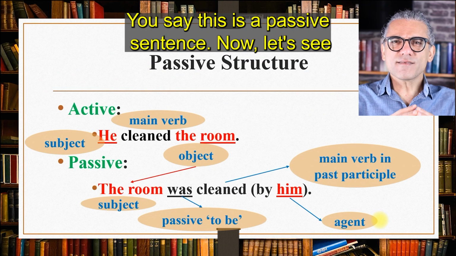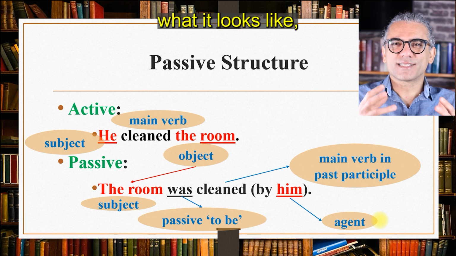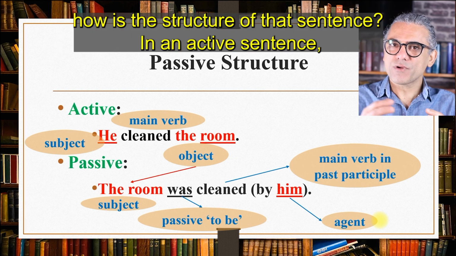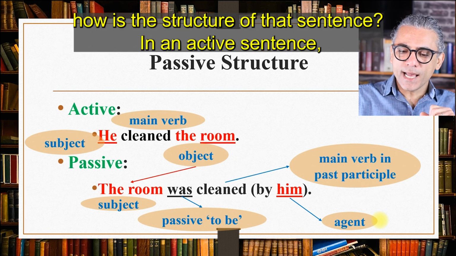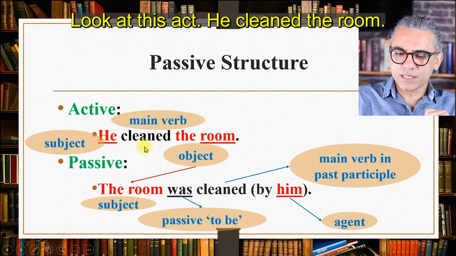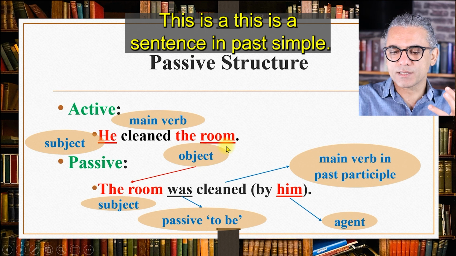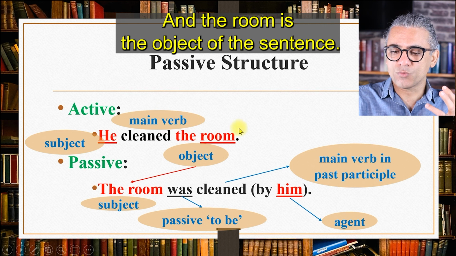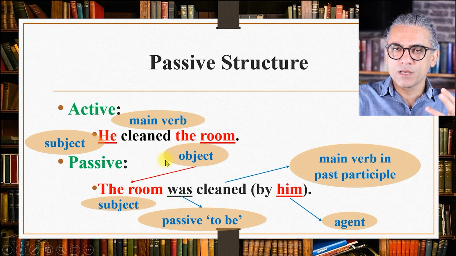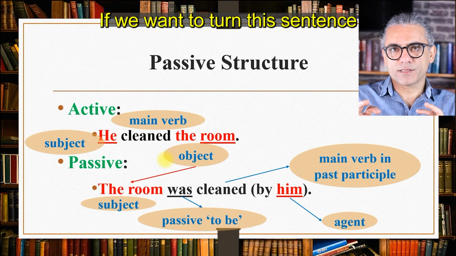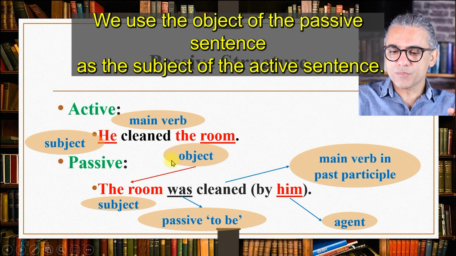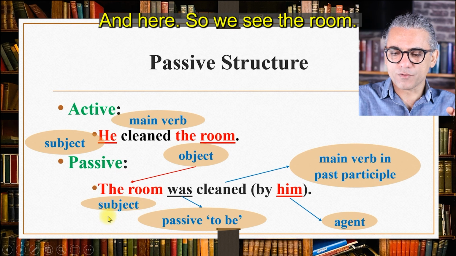Now, let's see what the structure of a passive sentence looks like. In an active sentence, look at this. Active: he cleaned the room. This is a sentence in past simple. He is the subject, clean is the main verb in here, and the room is the object of the sentence. If we want to turn this sentence into a passive sentence, we use the object of the active sentence as the subject of the passive sentence. So we say the room.